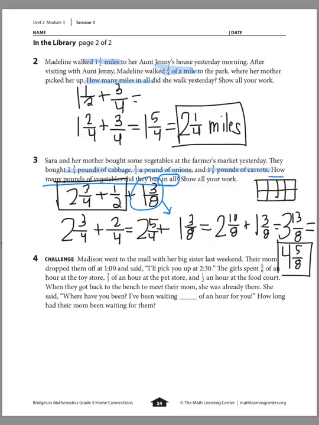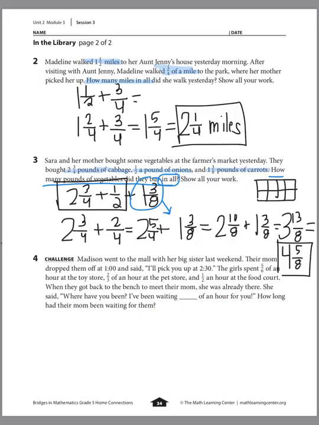It says Madison went to the mall with her big sister last weekend. Their mom dropped them off at 1 o'clock and said, I'll pick you up at 2:30. The girls spent 5/6 of an hour at the toy store, 2/3 of an hour at the pet store, and 1/2 of an hour at the food court. When they got back to the bench to meet their mom, she was already there. She said, where have you been? I've been waiting blank of an hour for you. How long had their mom been waiting for them?